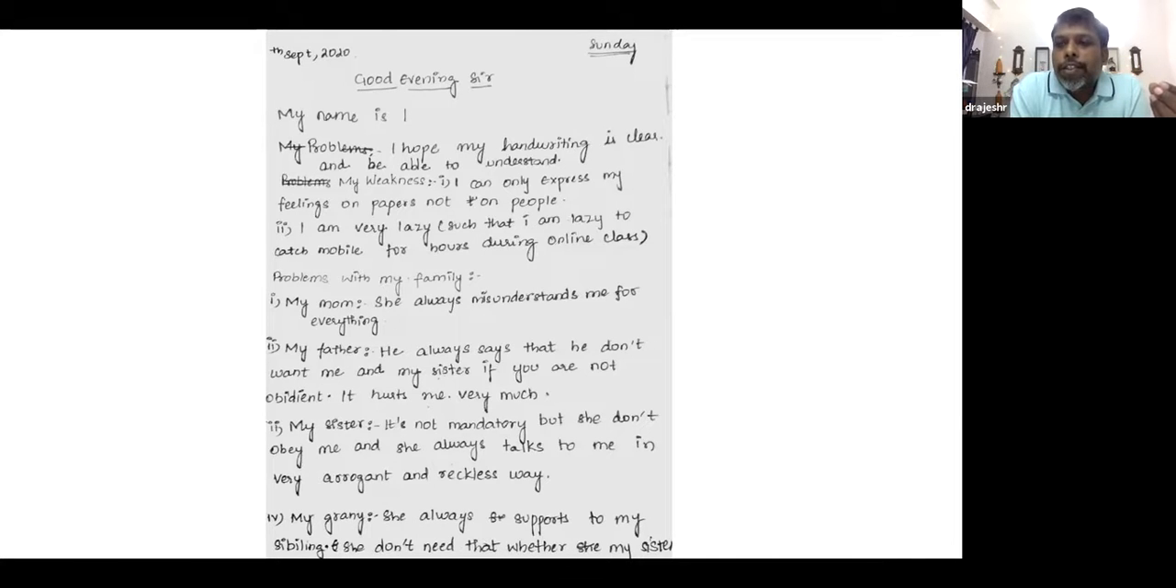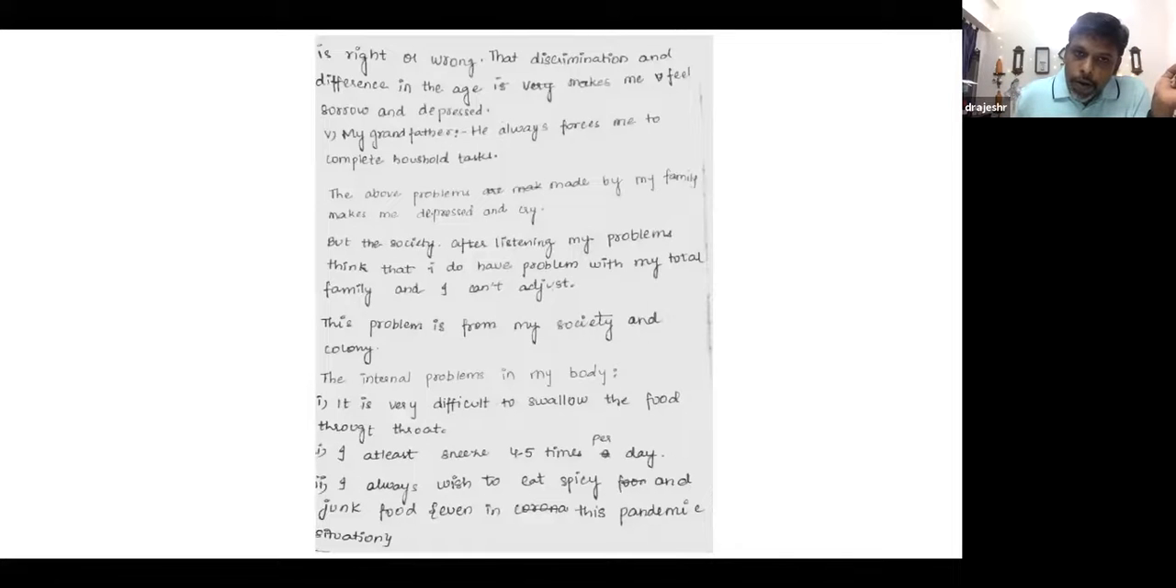But then she should not be that rude or reckless. That's what she has mentioned. And the fourth point is that my granny always supports my sibling, she doesn't care whether my sister is wrong or right. The discrimination, the difference in age, makes me feel sorrow and depressed. And then my grandfather always forces me to complete household tasks.